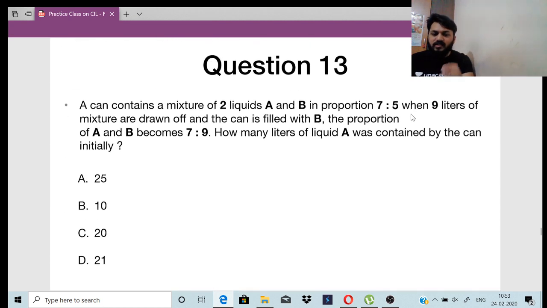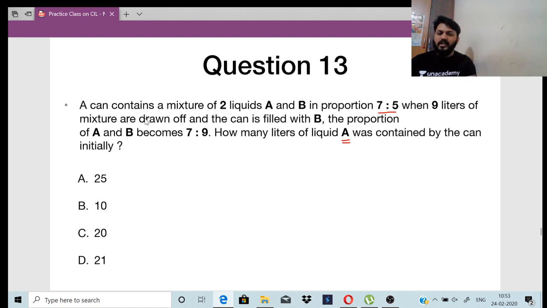Okay, last 3 questions are there. We'll finish it off. A can contains a mixture of 2 liquids A and B in the proportion 7:5. When 9 liters of mixture are drawn off and the can is filled with B, the proportion of A and B becomes 7:9. How many liters of liquid A was contained by the can initially?